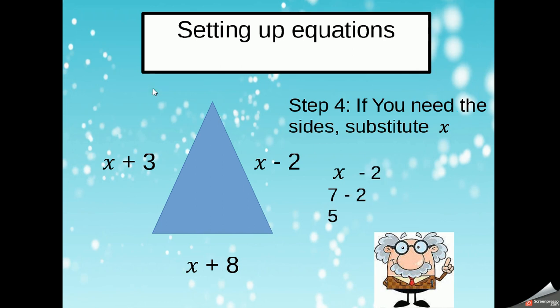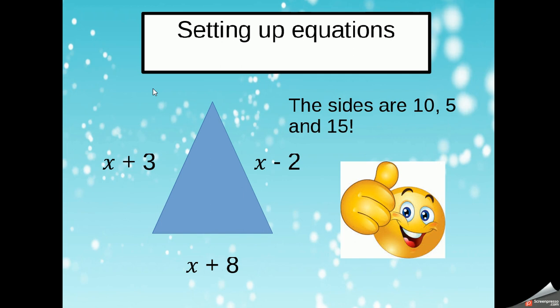For the side of x minus 2, 7 minus 2 is 5, the side is 5 units long. And then for the side of x plus 8, 7 plus 8 is 15, the side is 15 units long. So that's the answer. The sides are 10, 5 and 15, and you used algebra to work that out. Remember, look for the relationship between the values, create an equation and solve the equation.